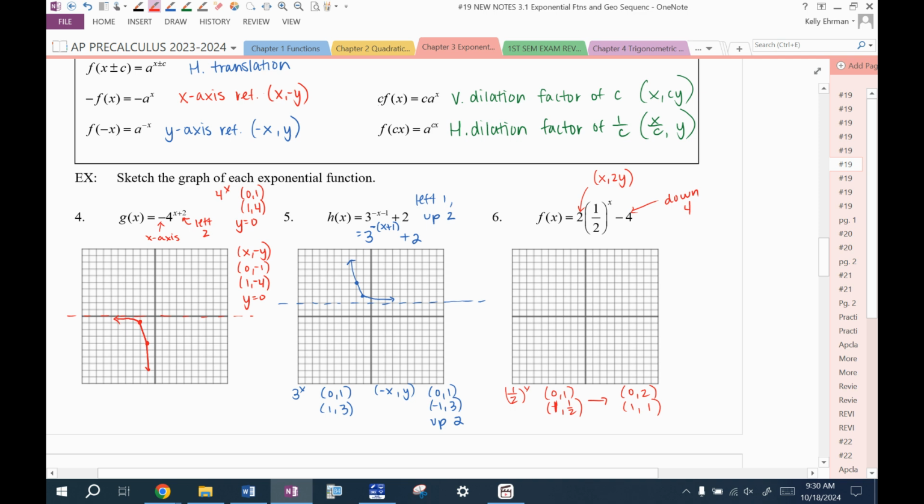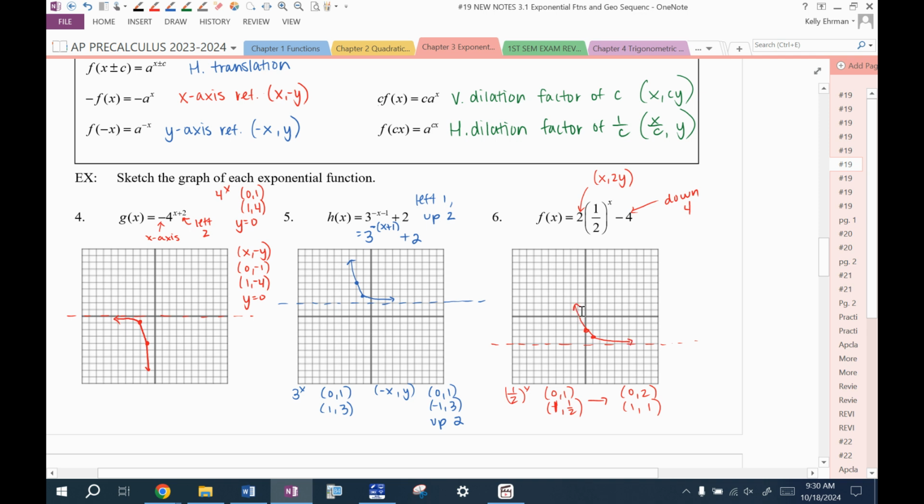When you shift down 4, that will move the y equals 0. So the horizontal asymptote is now at negative 4. The point that was at 0, 2 goes down 4. And the point that was at 1, 1 goes down 4. And I sketch this graph.